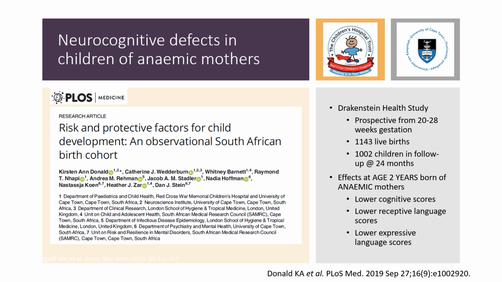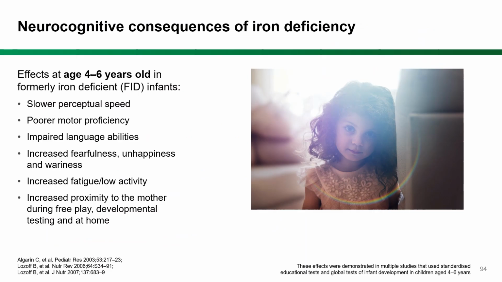If you followed them up for 2 years, it was found that at age 2, they had lower cognitive scores and lower scores on language compared to those who were not born of anemic mothers. Other studies have shown that if you follow these children up even longer, that by the age of 4 to 6, these children born of mothers that were iron deficient had slower perceptual speed, poorer motor proficiencies, problems with language, they were more fearful, more unhappy and wary, more tired, and they stayed closer to their mother during free play.